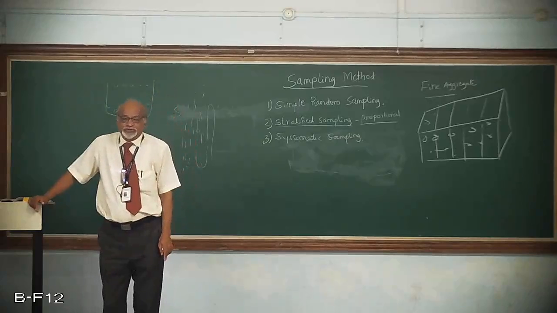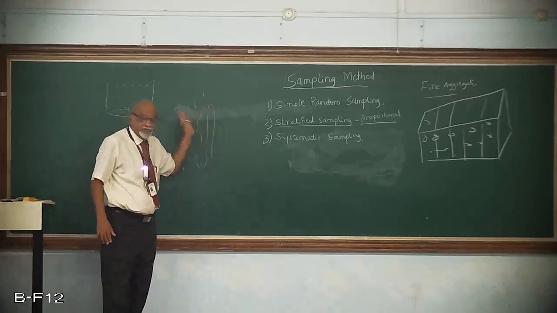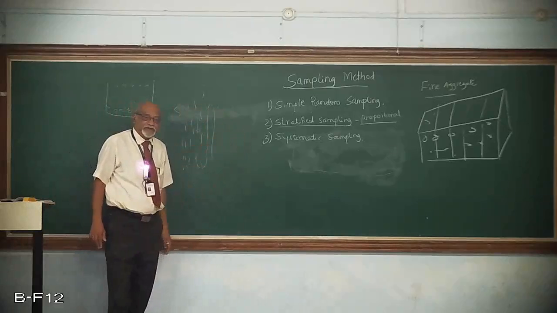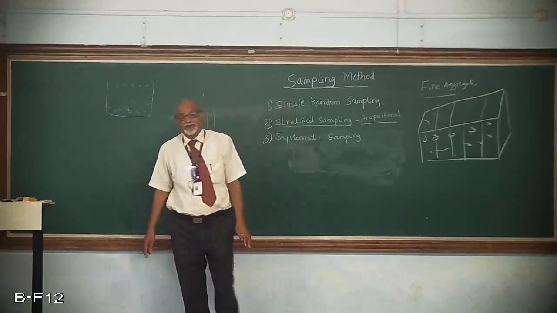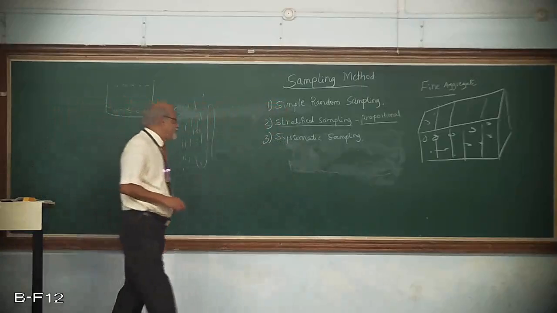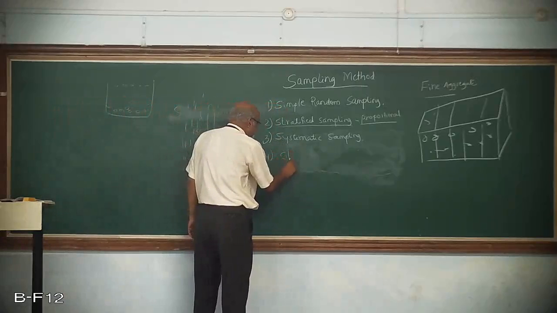It is almost similar to, this is what I told you, the random number table. So this is what is called systematic sampling. Is it understood? Now, three things we have covered. Fourth one is cluster sampling.